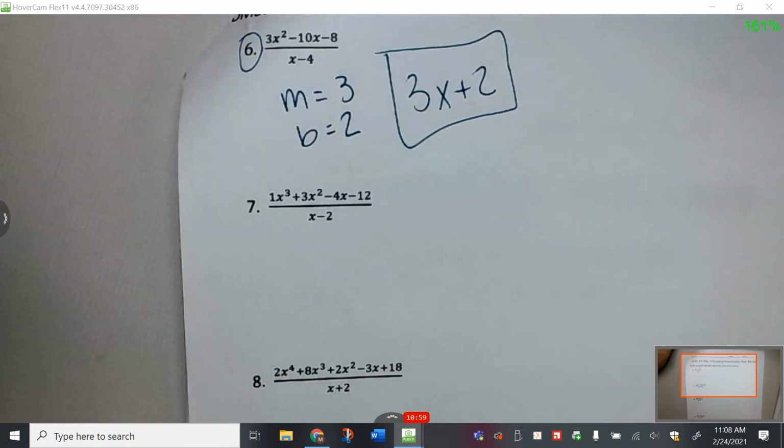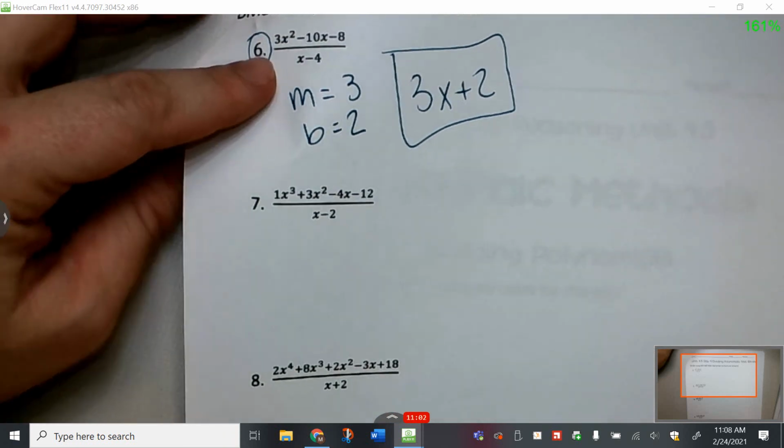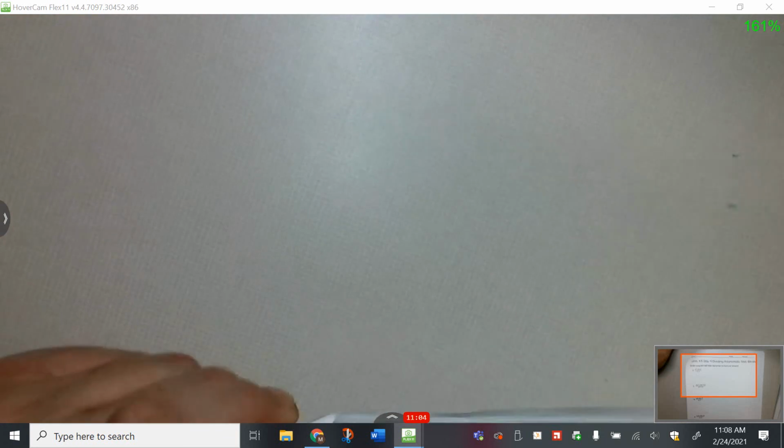So that's how you'll do problems like 7 and 8. Everything else can be done in the calculator. And if you have any questions, let me know. And good luck on your test tomorrow.